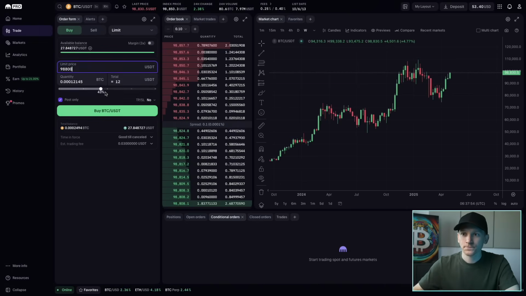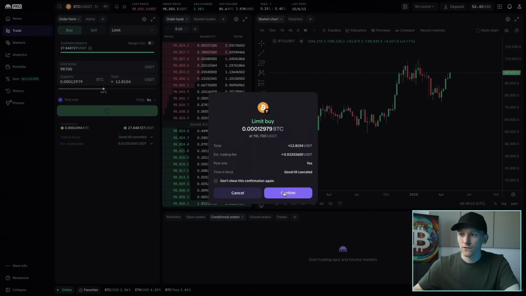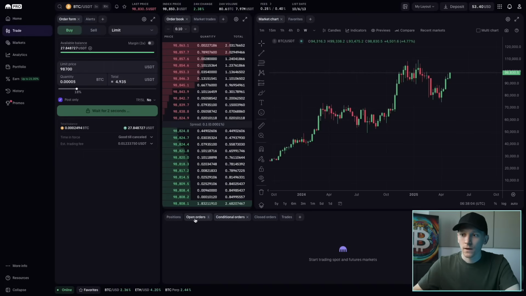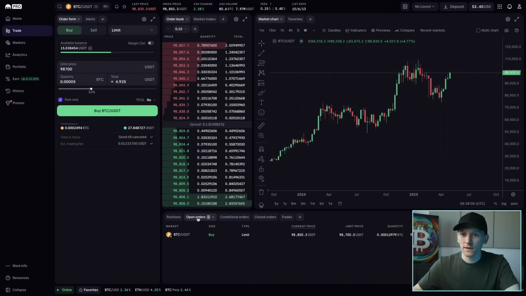So what we're going to do is actually go onto the book. I'm going to change this to 98,700. We'll choose an amount to trade. I'm going to press buy BTC, confirm again. You'll notice though that actually my order has been submitted, but my order now is in open orders. The reason why it's open is because it hasn't traded yet. The price in the market is 98,800. My limit price that I'm willing to trade at is 98,700. My order is now on the book, creating liquidity.